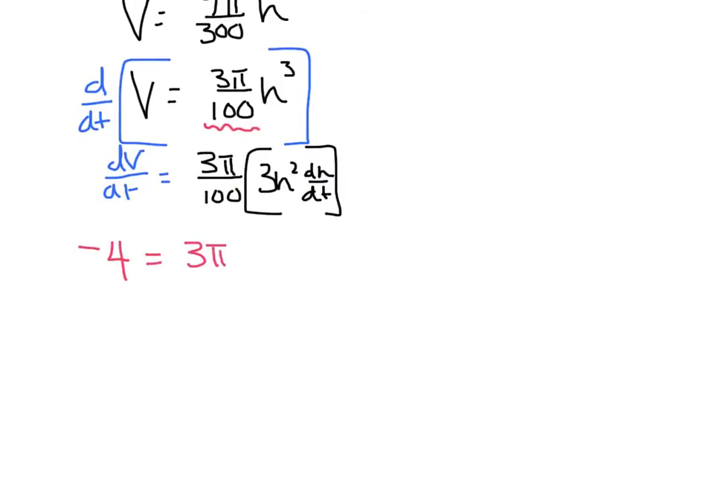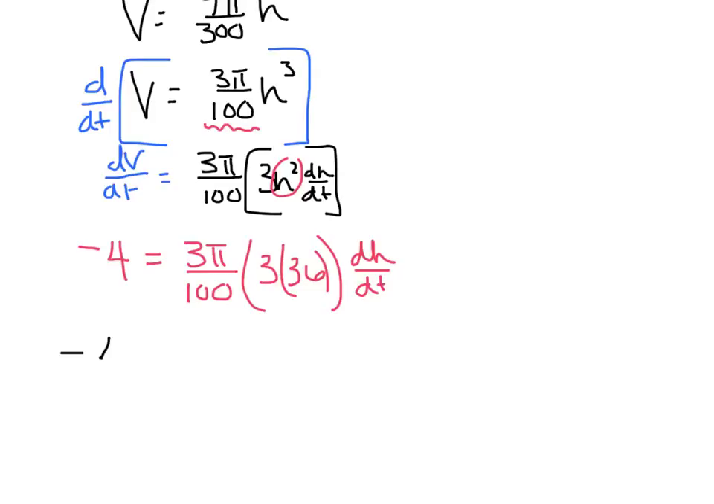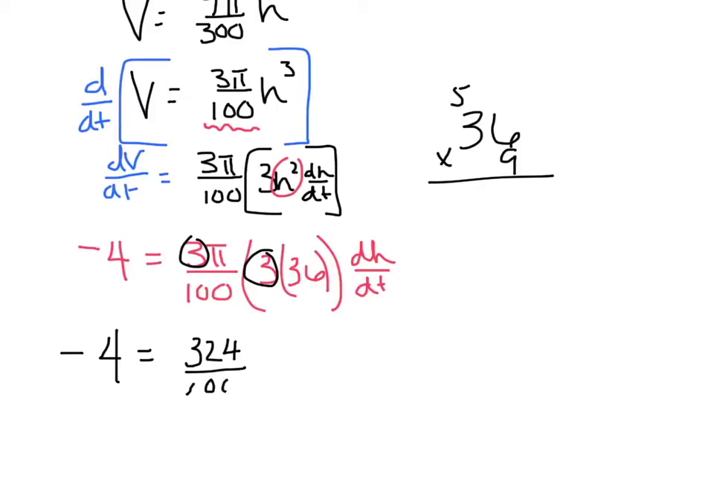I've got my 3 pi over 100. I've got 3. Specifically, when the height was 6, that means this term is going to turn into 36 dh dt. Whew. All right, we're just going to keep cleaning her up. 3 times 3 is 9. And 36 times 9, might have to do a little scratch work off to the side. 9 times 6 is 54, carry my 5, that's 27. That's 324 over 100. My pi's on top. dh dt.